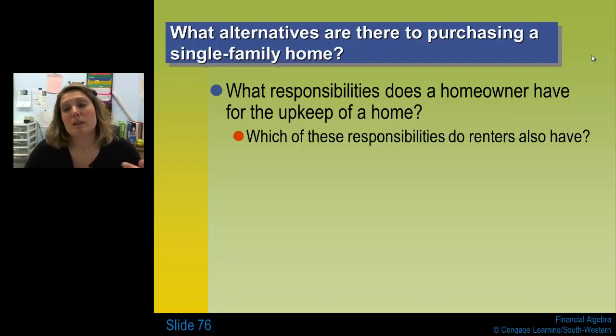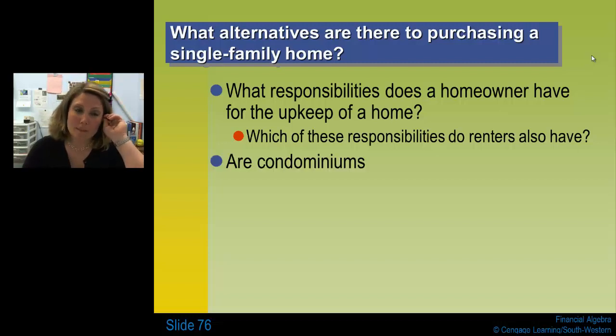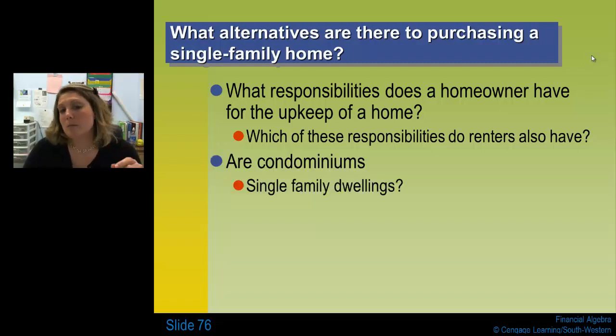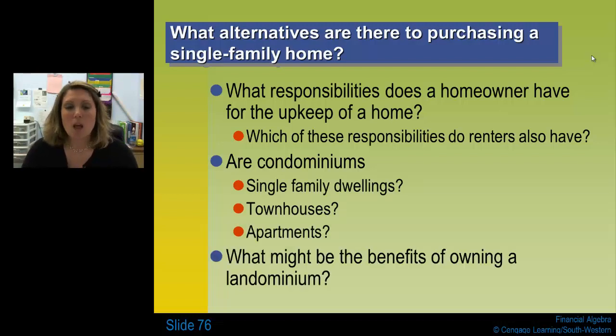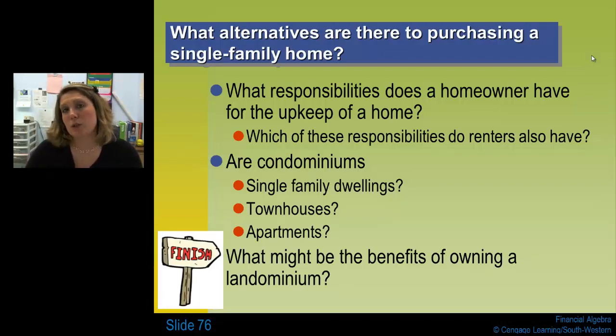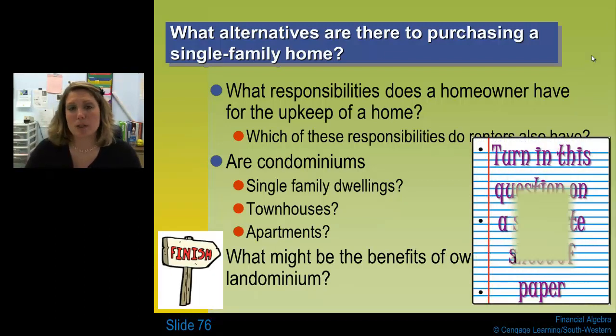Which of these responsibilities do renters also have? Now, if you think about it, if you have an apartment, if you've ever lived in an apartment or know somebody that does, what are their responsibilities? Are they the same that a homeowner has? Are condominiums single-family dwellings? Are they townhouses? Are they apartments? What might be the benefits of owning a landominium? So these questions you need to finish in your notes as well as on a separate sheet of paper, please.